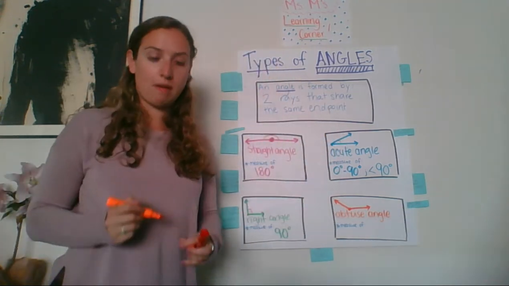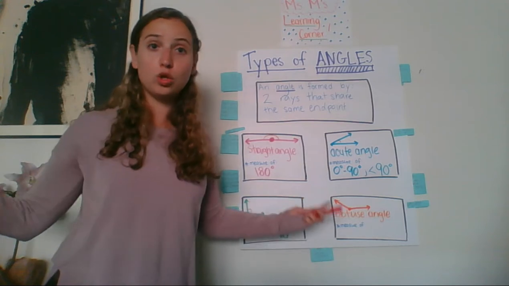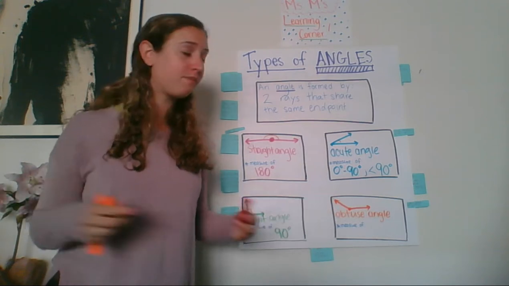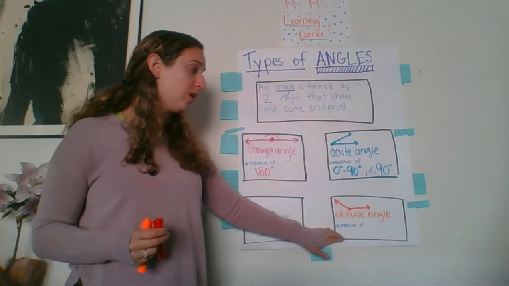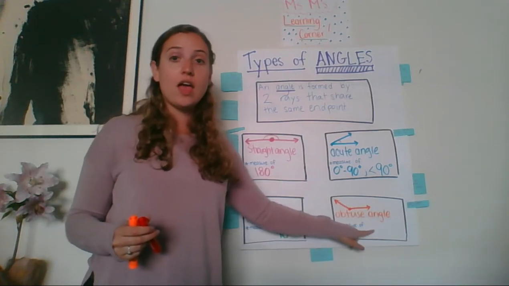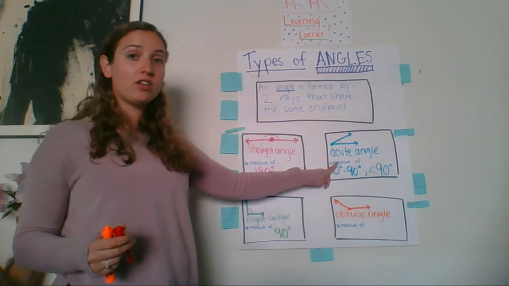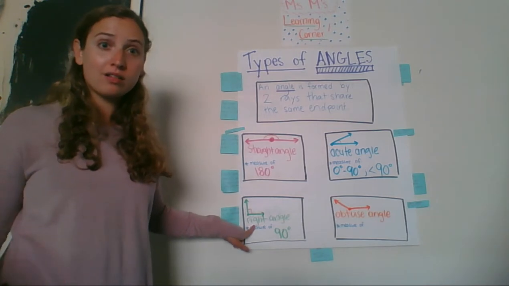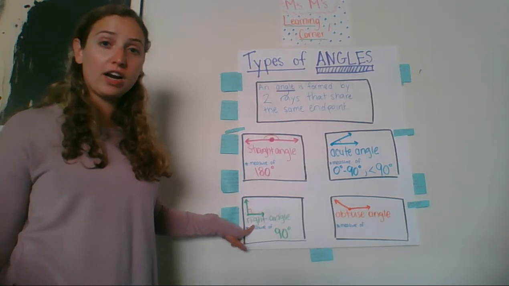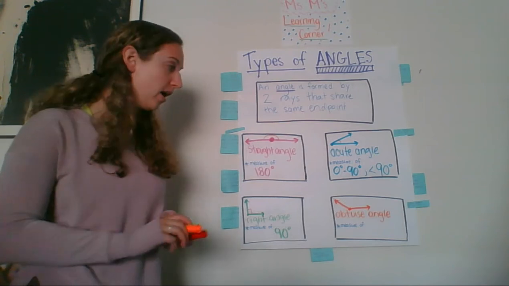Something that helps me remember what an obtuse angle is: the word obtuse sounds really big to me. And an obtuse angle has a measure between 90 degrees and 180 degrees. So it's way bigger than our acute angle. It's pretty big compared to our right angle, but it's not as big as our straight angle, okay?